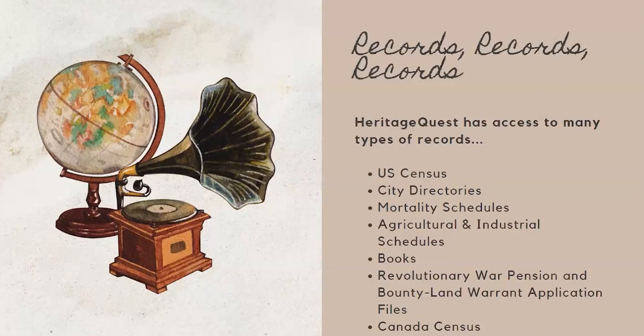Revolutionary War pension and bounty land warrant application files contain documents relating to an application for a pension or a bounty land warrant by a veteran, his widow, or his heirs. They do include all branches of government. The Canada Census contains census records for the late 18th, 19th, and early 20th centuries of Canada.